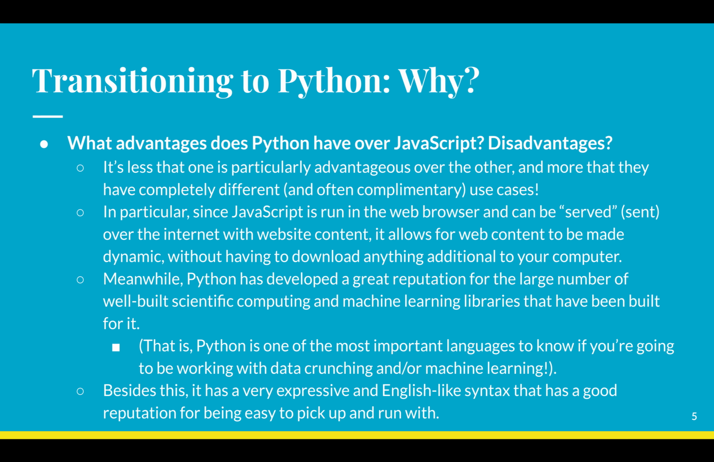JavaScript is run in the web browser, and it can be served over the internet alongside website content. So we can use JavaScript to make website content dynamic without having to download anything else on your machine. You just double click your HTML file, it runs some JavaScript in the web browser, and boom, you're done. Python, however, runs on your machine, but it has a great reputation for the extremely large number of libraries, in other words, pre-existing code that has been built to help you solve problems, in particular in the scientific computing and machine learning spaces. So if you're going to do anything with regard to machine learning, you're going to be using Python.